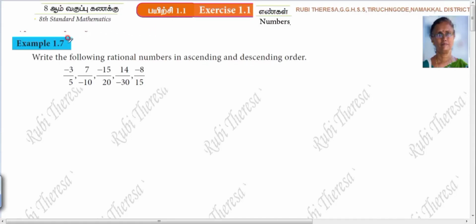Example 1.7, 8th standard. Write the following rational numbers in ascending and descending order. To arrange the numbers in ascending and descending order, first you have to make the denominators the same. When the denominators are the same, it is easy for you to compare the numerators. You tell me the answer.